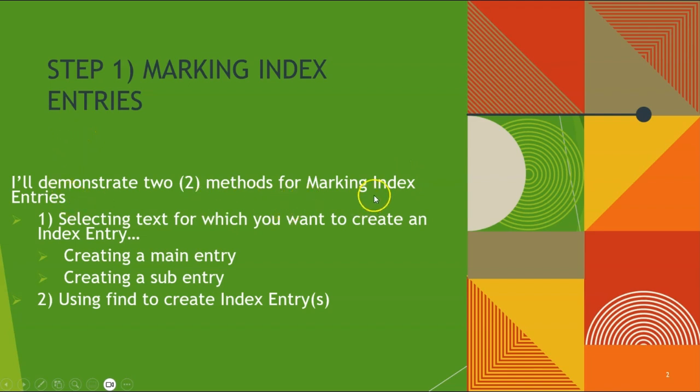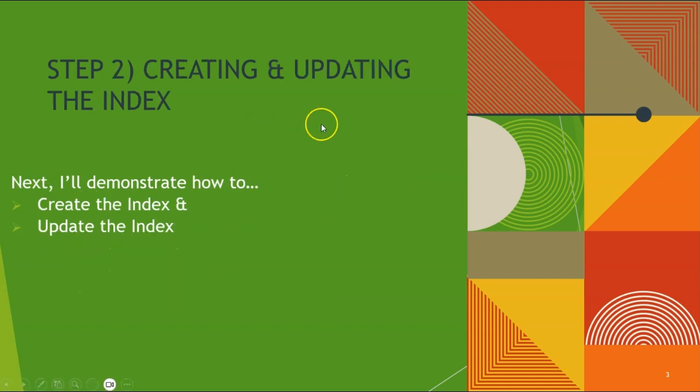One is selecting the text for which you want to create an index entry and then creating either a main entry or a sub entry. And then the second method is using the find feature of Microsoft Word to create index entries. And then once we've created those index entries, I'll demonstrate how to create and update the index. Okay, so let's get started.